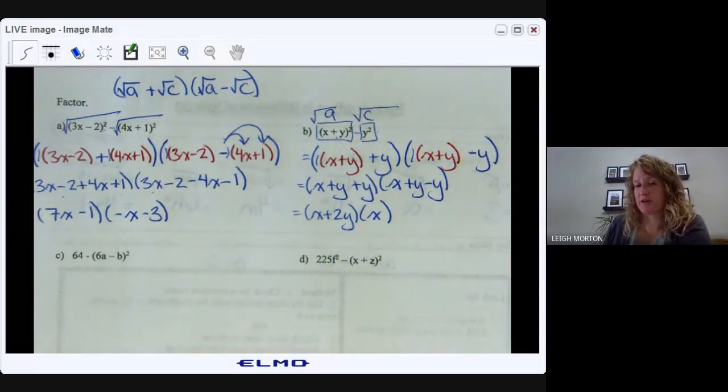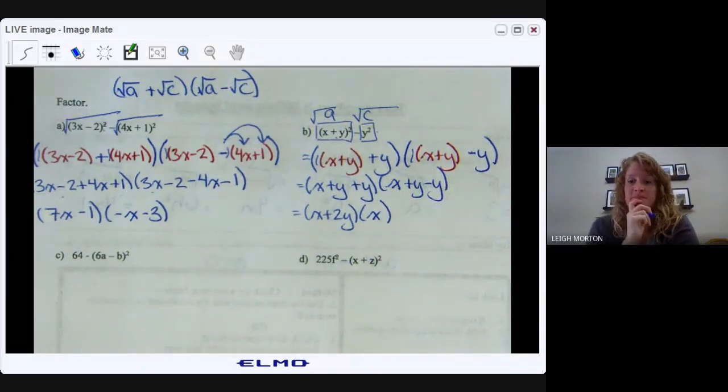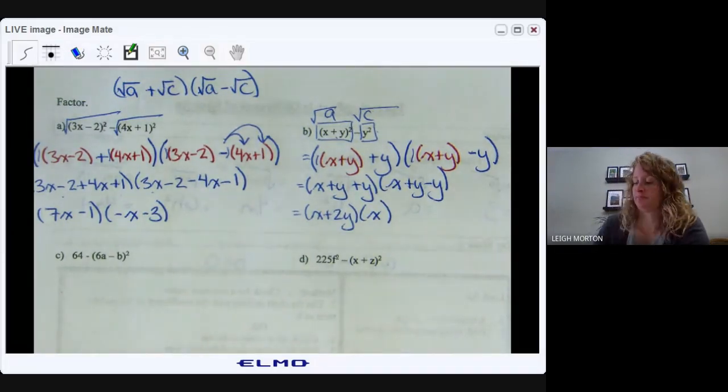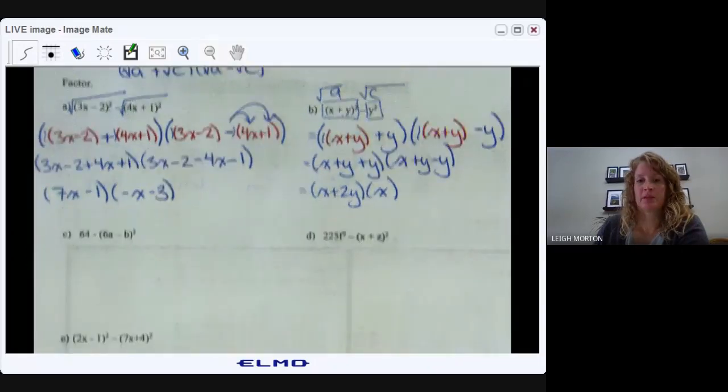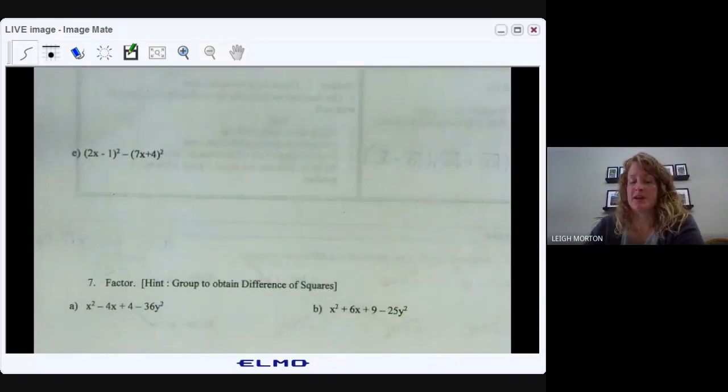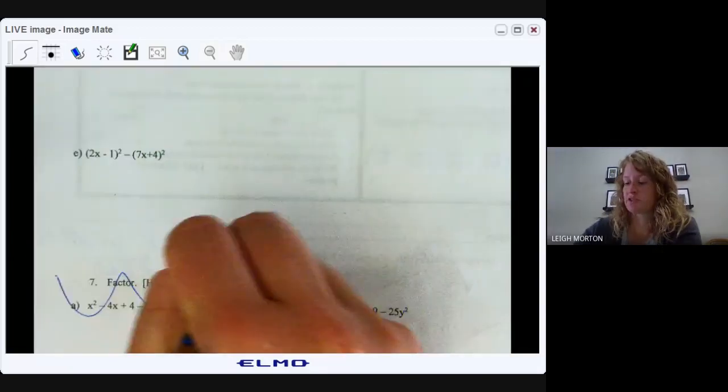I'm going to shift this down in, I don't know, 15 seconds. So the rest of this page, I'll tell you right now, 7, scribble that out. We're not doing it.